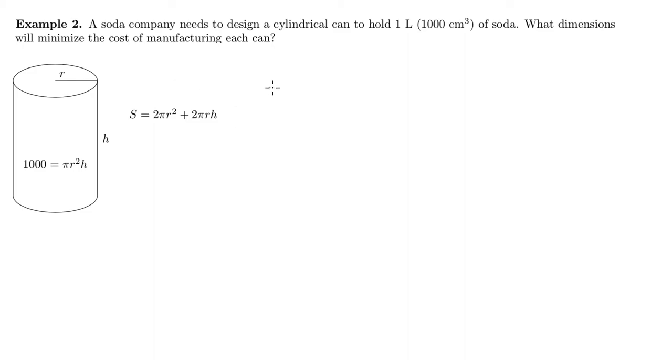So that's our objective function. We want to minimize the surface area. And notice that I already drew the picture. I reminded you that the volume of a can, of a cylinder, is pi r squared h. The surface area is 2 pi r squared plus 2 pi r h. So here S is surface area.